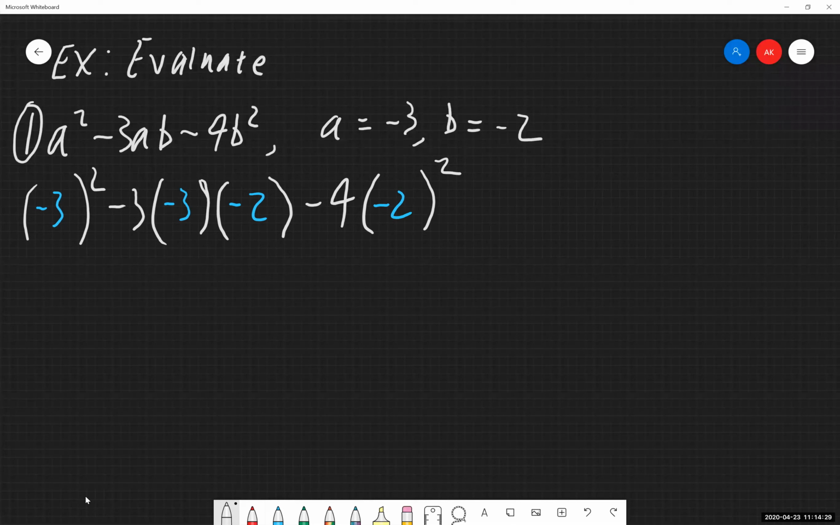So that a squared at the very beginning of this thing, that means if a is -3, that means all of -3 is being squared. Minus 3 times ab. Well, a is -3, keep it inside parentheses. b is -2, keep it inside of parentheses. Minus 4 times b to the second power. b is -2, so all of -2 is being raised to the second power. Okay? So parentheses are absolutely vital when you are going through and doing this substitution process.